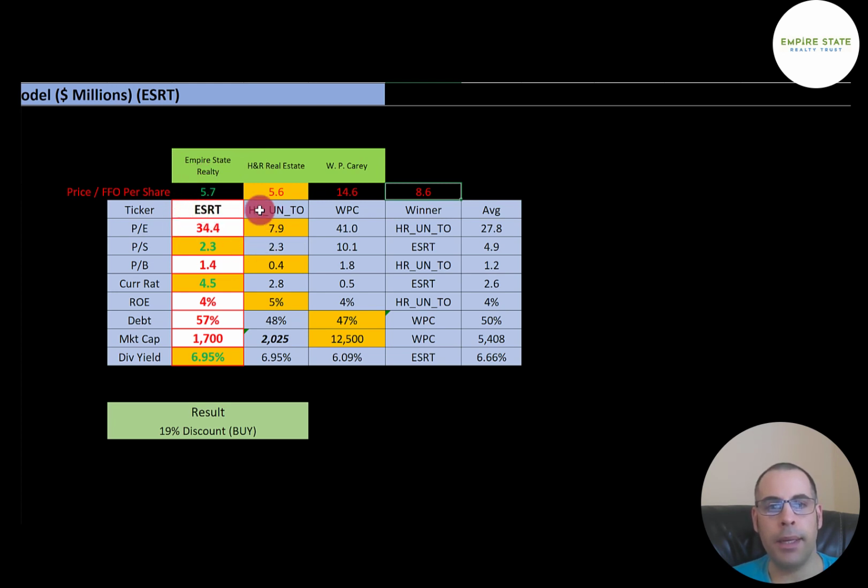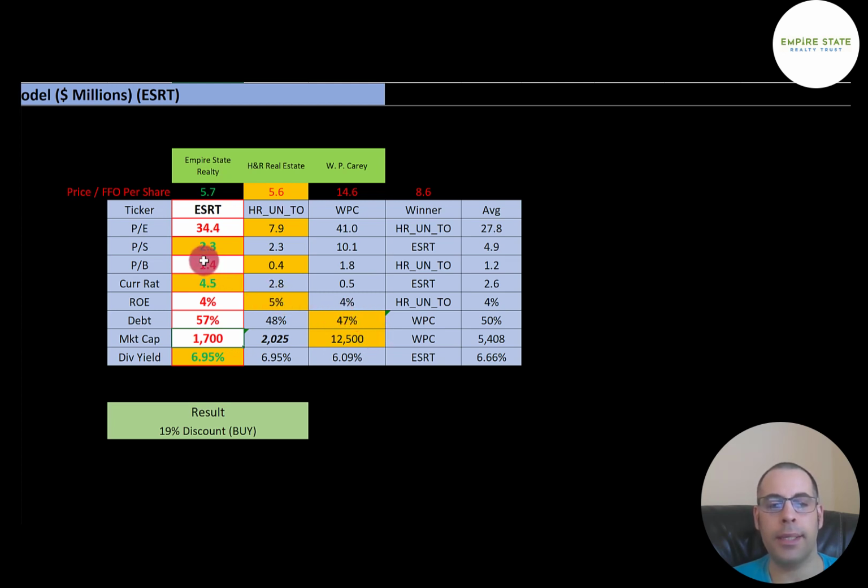In terms of PE, Empire is a little worse, but they have the best price to sales ratio of the three companies. They're a little worse in price to book. They have the highest current ratio. ROE, they're about average, but the companies are all pretty low. Debt, they're a little higher than average, and they're the smallest in market cap of the three companies.